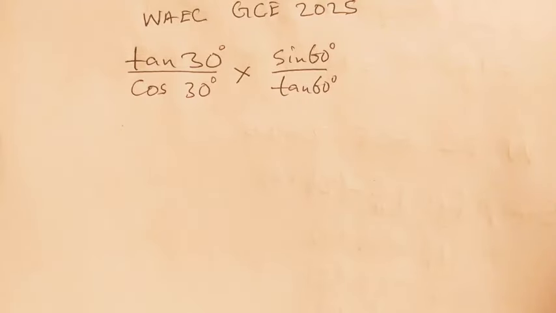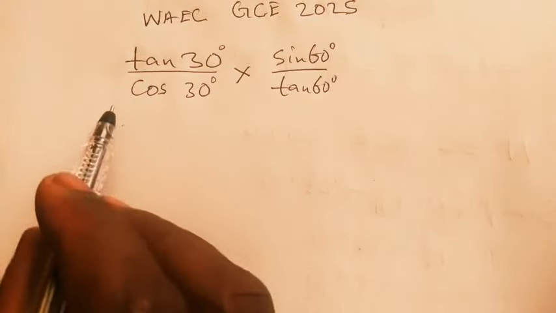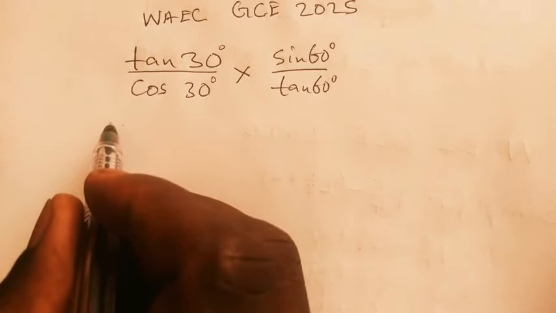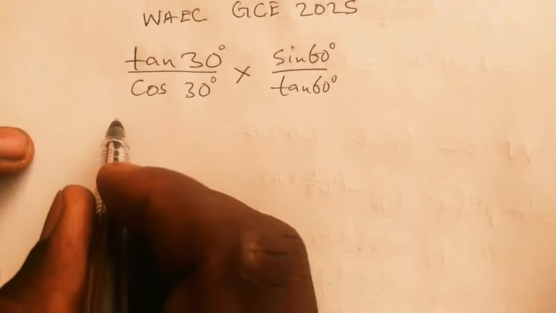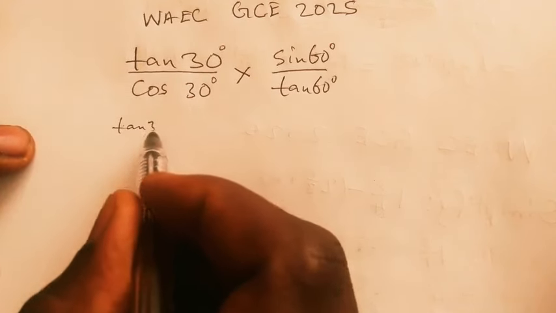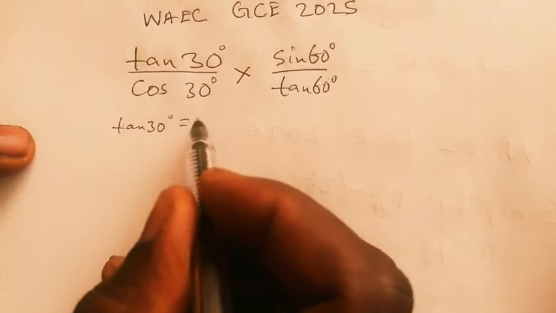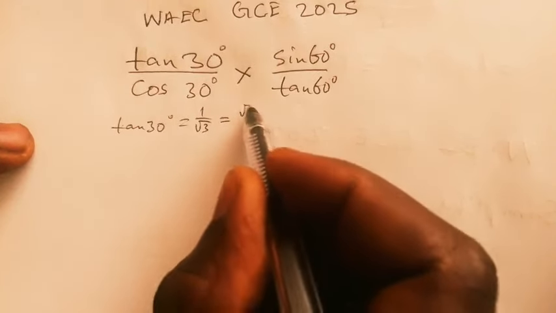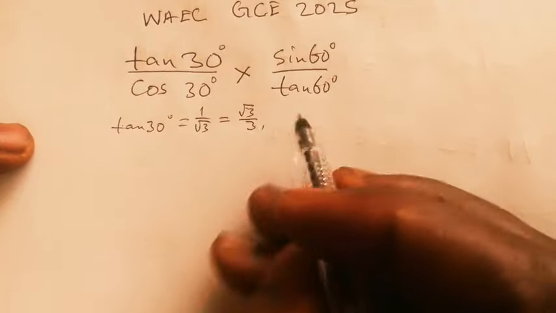We have a GCSE question here. We are asked to solve this, and from trigonometry ratios, tan 30 degrees is equal to 1 over root 3, or by rationalization, root 3 over 3.